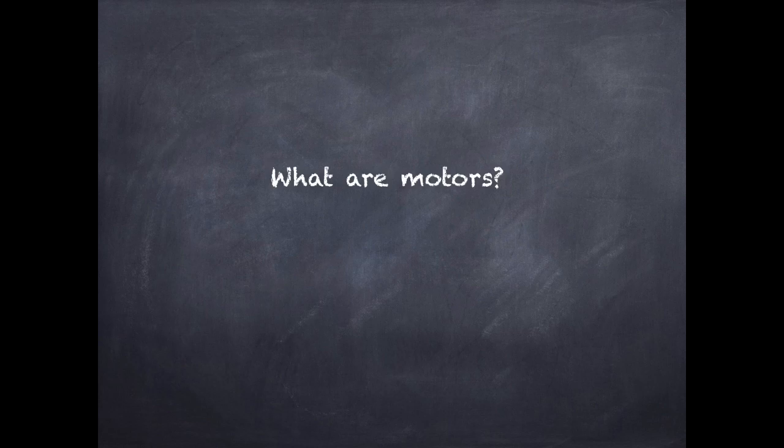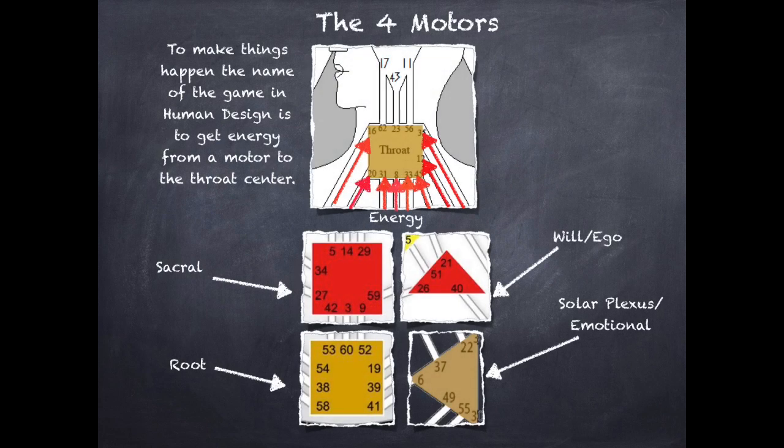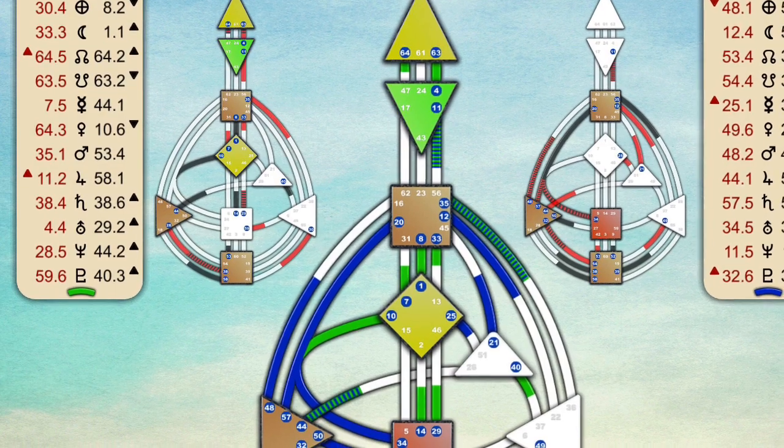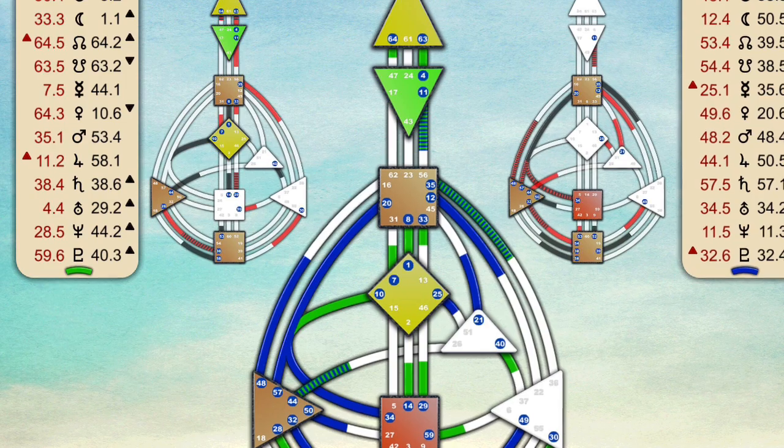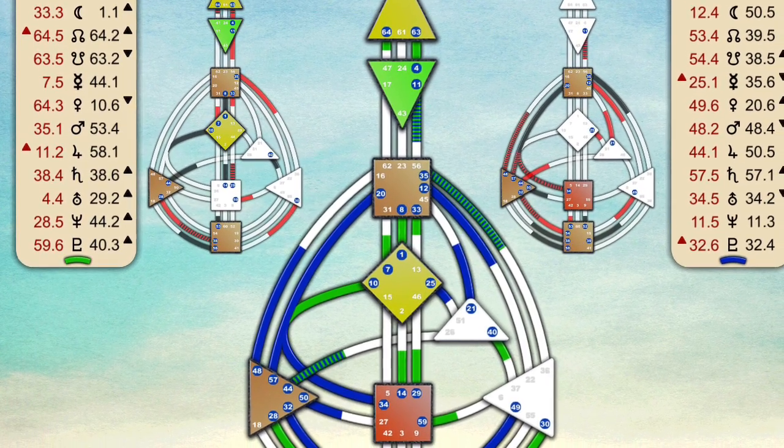Now that I've identified the 9 centers, I wanted to specifically talk about the 4 motors. The 4 motors in the human design chart are the sacral, the will center, the root, and also the solar plexus. All of the 4 motors move energy to the throat, but if you notice in the body graph, some are a little bit further away than others, or maybe have a more convoluted route to get to the throat center, because all energy is meant to go to the throat center so we can make things happen.